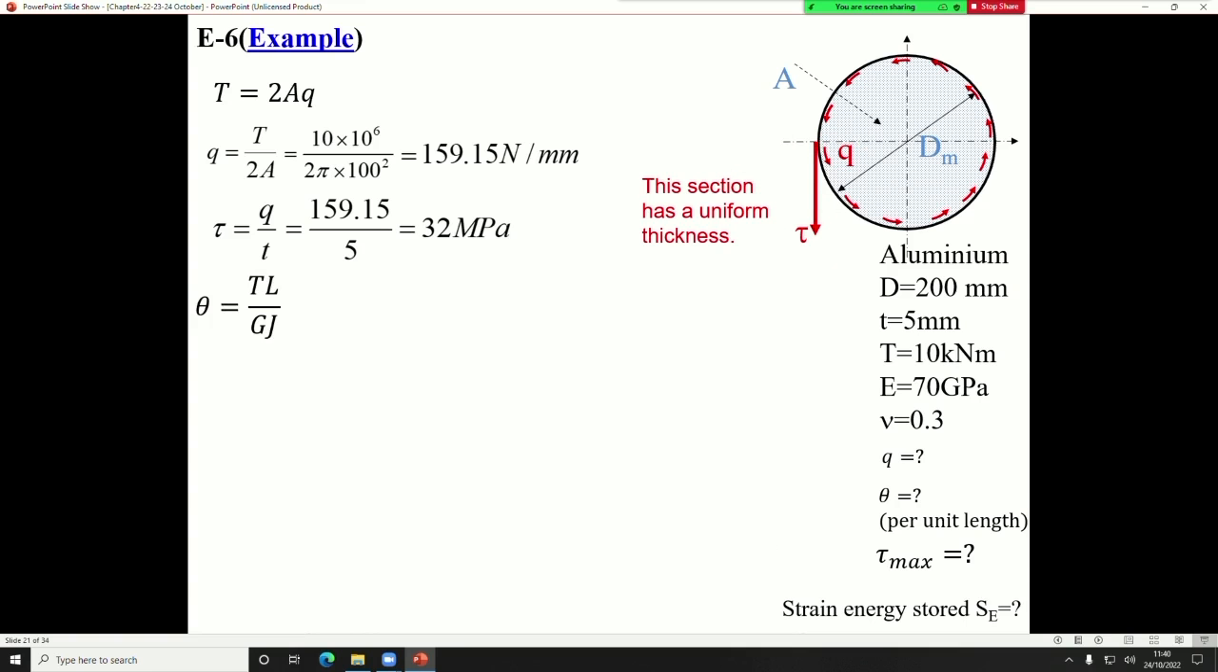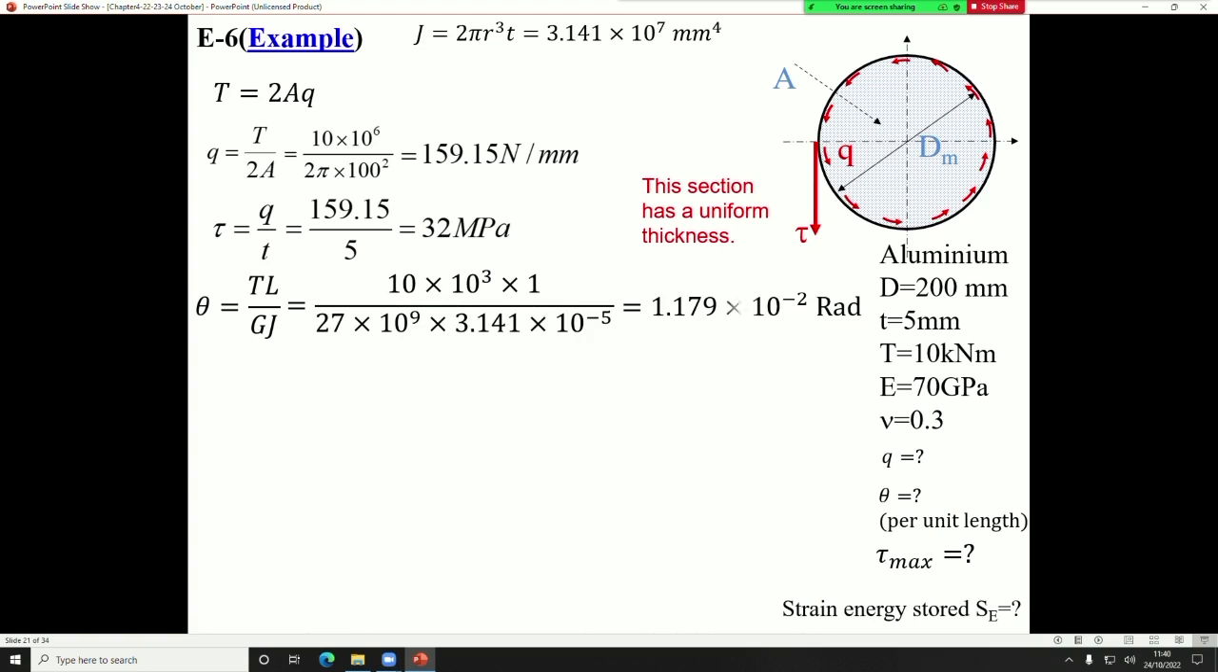The angle of twist, I can still use this equation. I can either say J is equal to 2 pi r cubed t, or J is equal to pi over 32, fourth power of outer diameter minus fourth power of inner diameter. You can try, both of them give you the same answer. So that is in radians. Now, because we only have one value for shear stress, can I now multiply it by the volume or not?